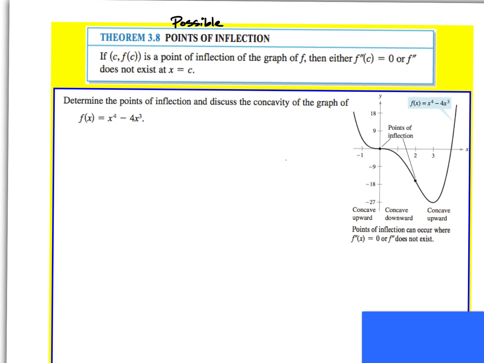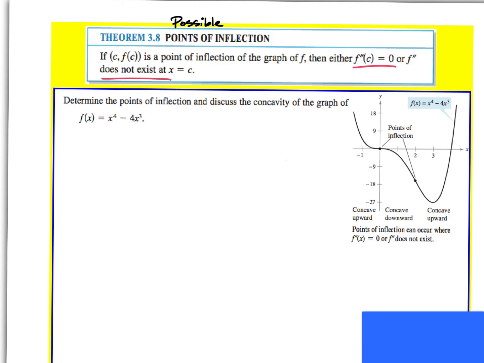So like when we took a first derivative and we set it equal to 0, or when we found out when the first derivative did not exist, we found critical numbers. So if we set our second derivative equal to 0, or when we find our second derivative does not exist, this is called a possible point of inflection. All right? Because a point of inflection actually has to change concavity.